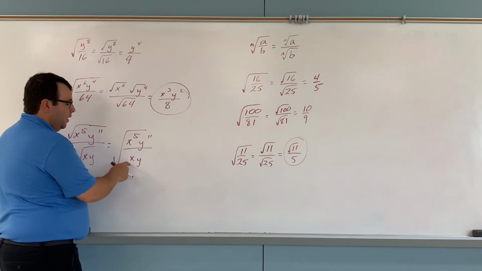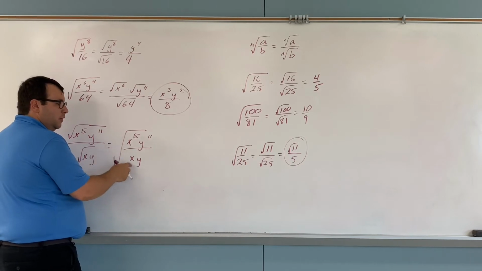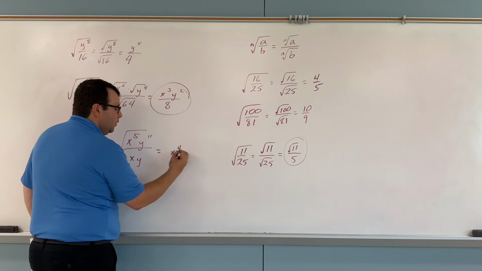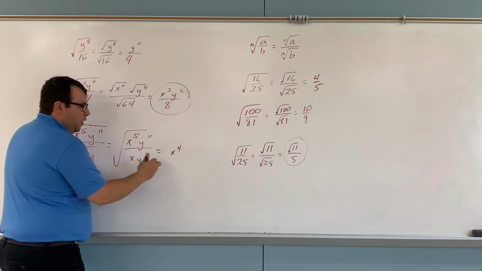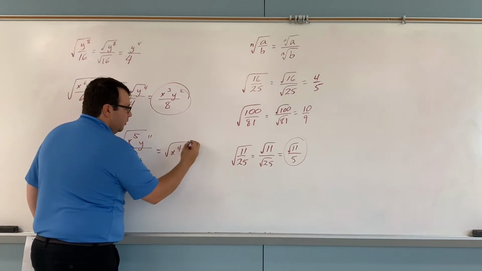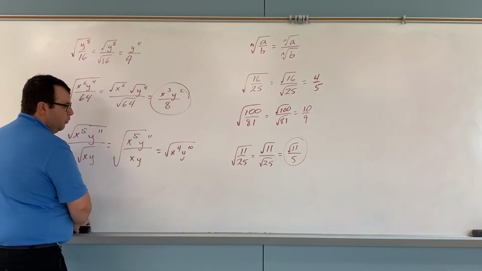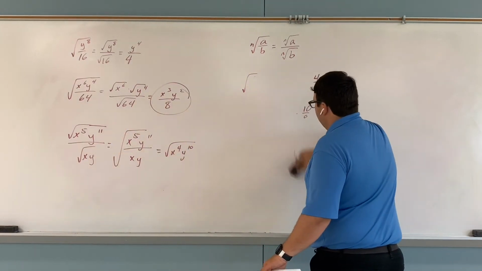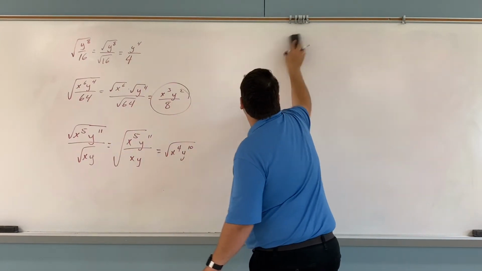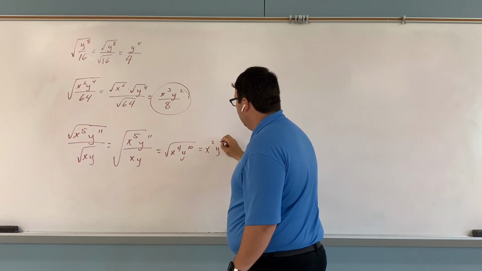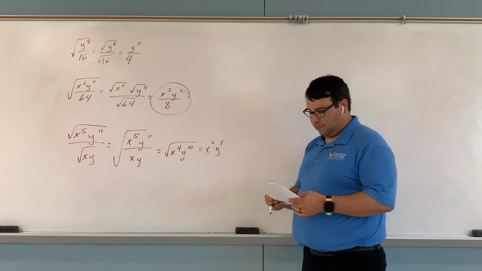So let's do that. Thinking of my quotient rule, x to the 5th over x is going to be x to the 4th. Y to the 11th over y is going to be y to the 10th. And I still have the square root. Now I can take the square root, and I can think of those separately if I needed to. Erase this so we don't run into this problem. And so this would technically work out to x squared y to the 5th.